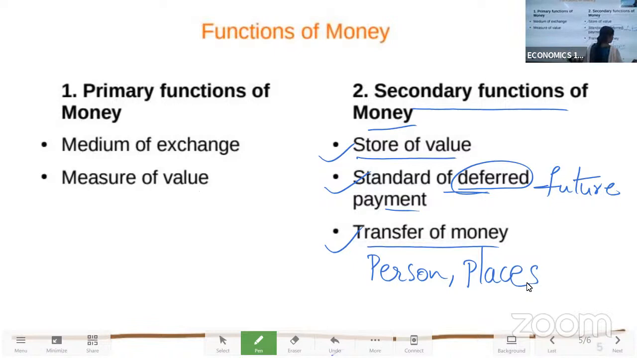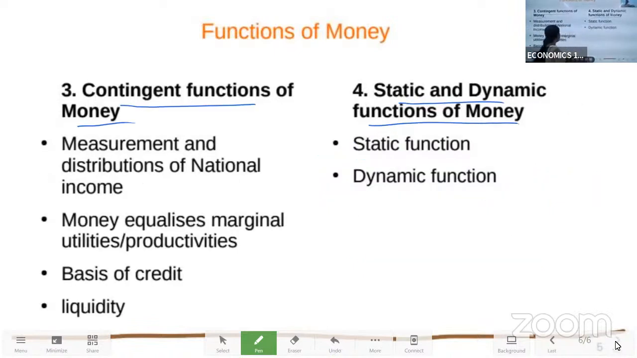Next, we go with the next one. The third function of money is the contingent function of money. Contingent function of money means this may or may not apply. Let's see what comes under this. Under the contingent functions of money, we have four different types. Let's see those four first, then we'll go with the explanation part.